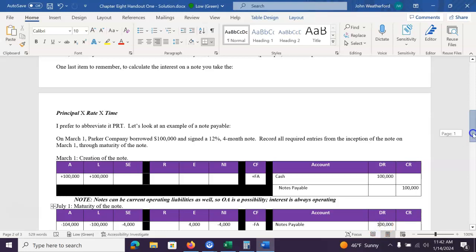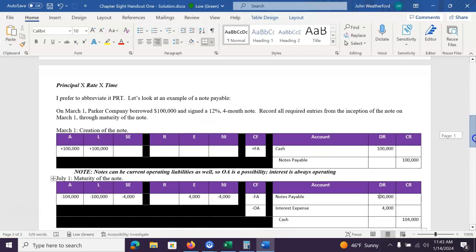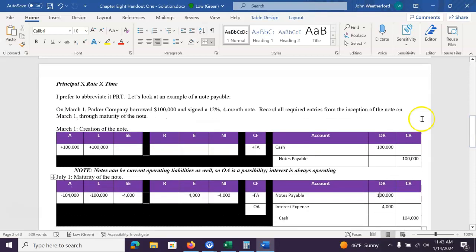Now we're going to debit interest expense from the borrower's point of view here. So we'll debit interest expense for the $4,000 of interest on the note. And then we're going to credit cash for $104,000, the amount required to pay off the note. Now the principal payment was a financing activity. The interest, like we mentioned before, is an operating activity.